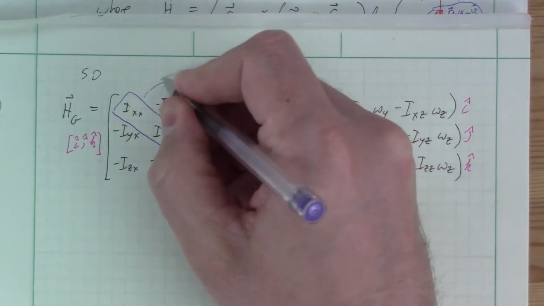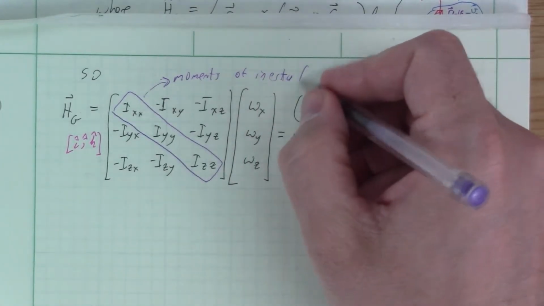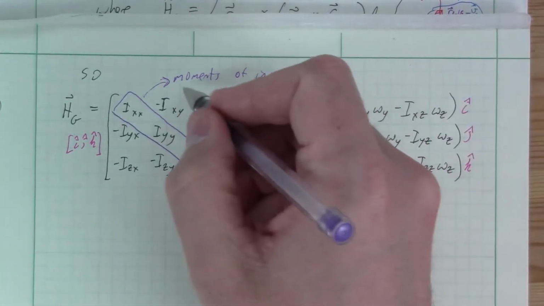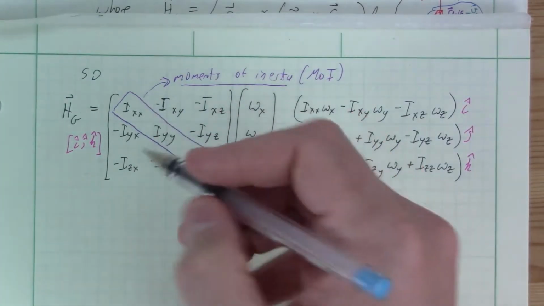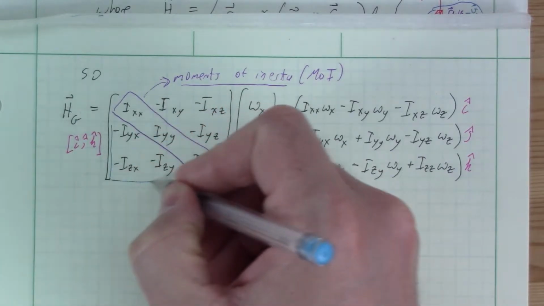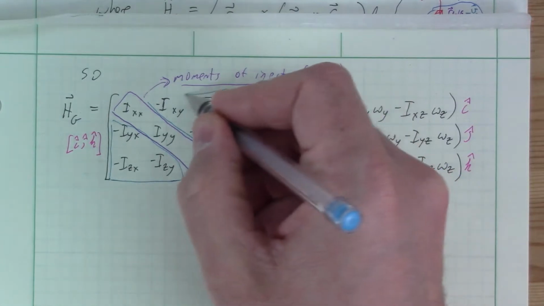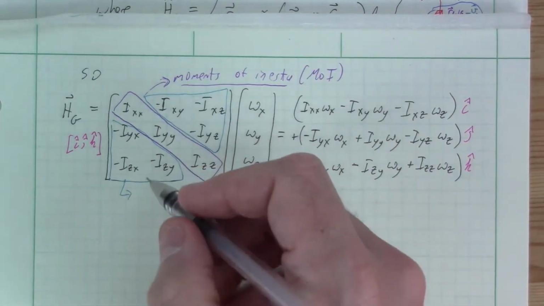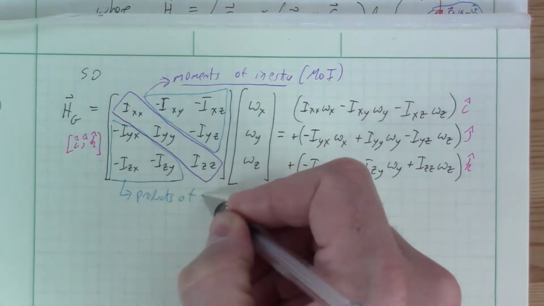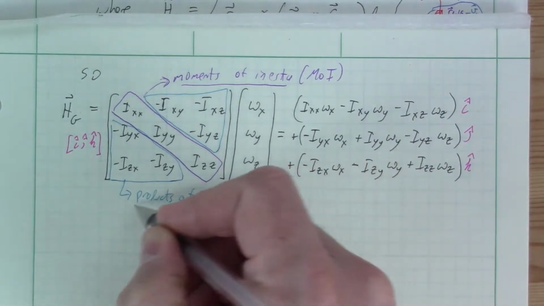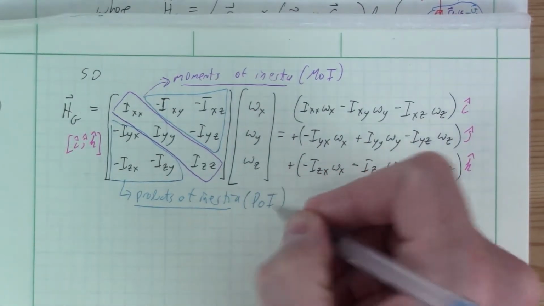Moments of inertia. No different than we've defined them before, and I call them MOI. Anything else, the off diagonals here, so that's these guys and those guys. These are called our products of inertia, and we will see why they get those names by the end of the lecture here. So POI, POI.